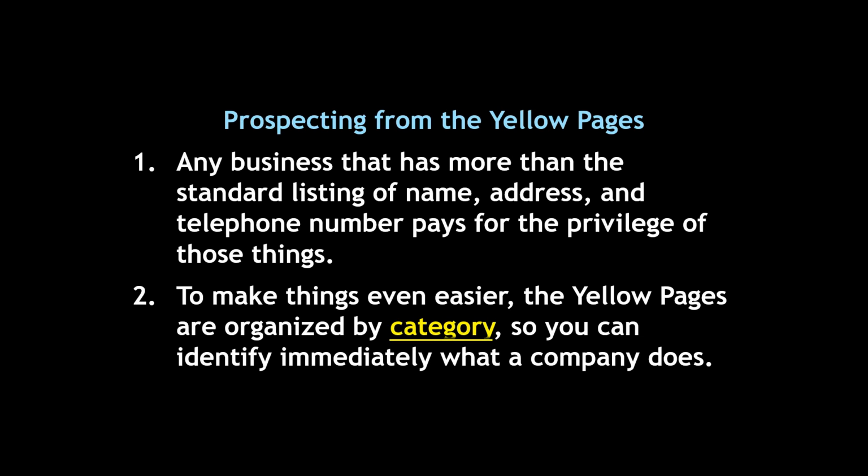And to make things even easier, the yellow pages are organized by category, so you can identify immediately what a company does. If you're looking to build your portfolio with an automotive dealership, you go to the auto dealers section. If you're looking to build up with different types of service organizations like plumbing, heating, air conditioning, you can look those up. Basically look up different types of industries and go down the list. See who is advertising in the yellow pages. They're going to be a good prospect for you.